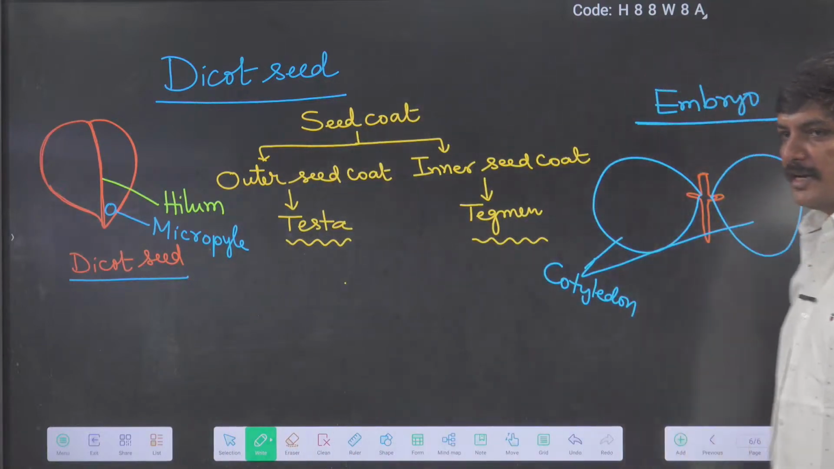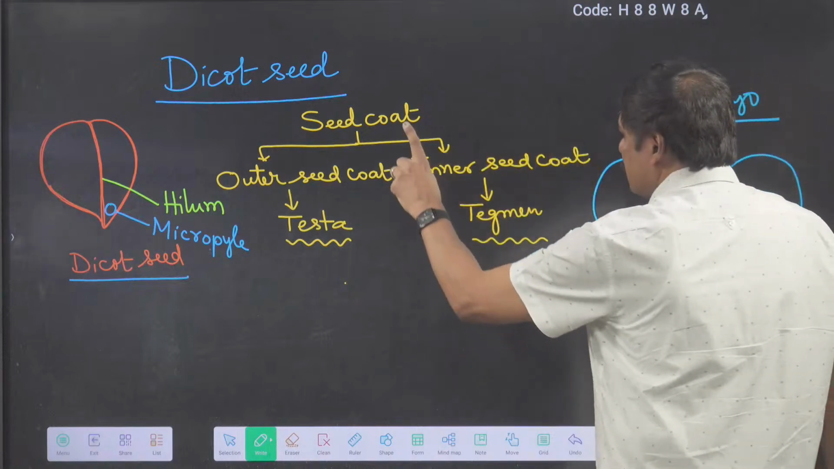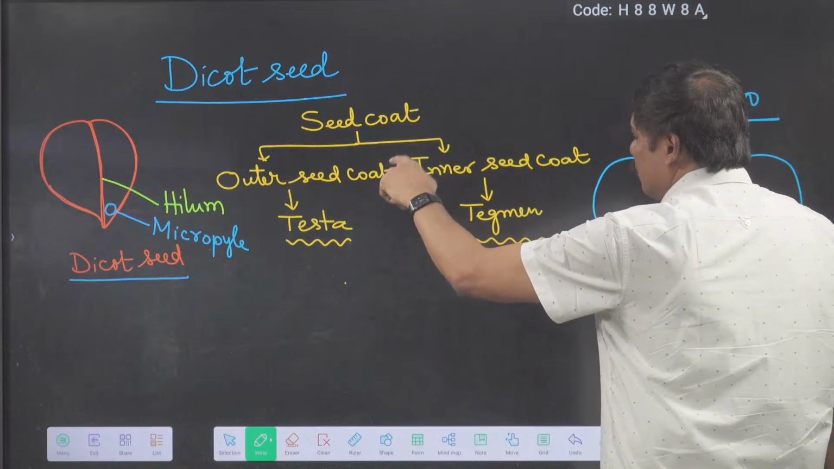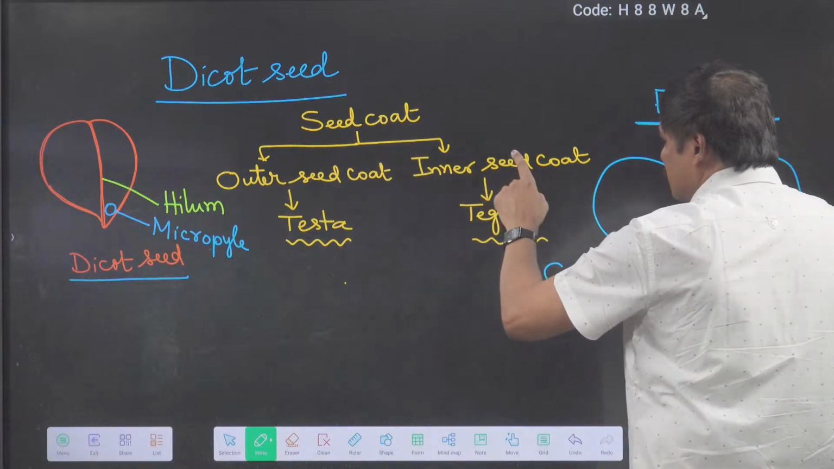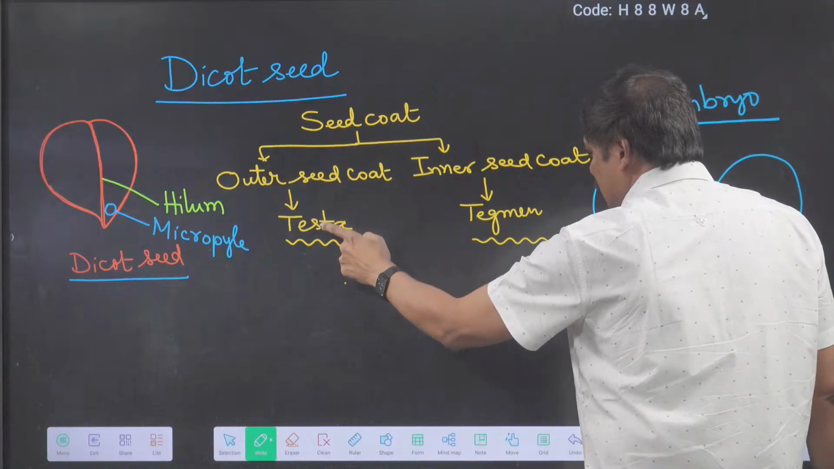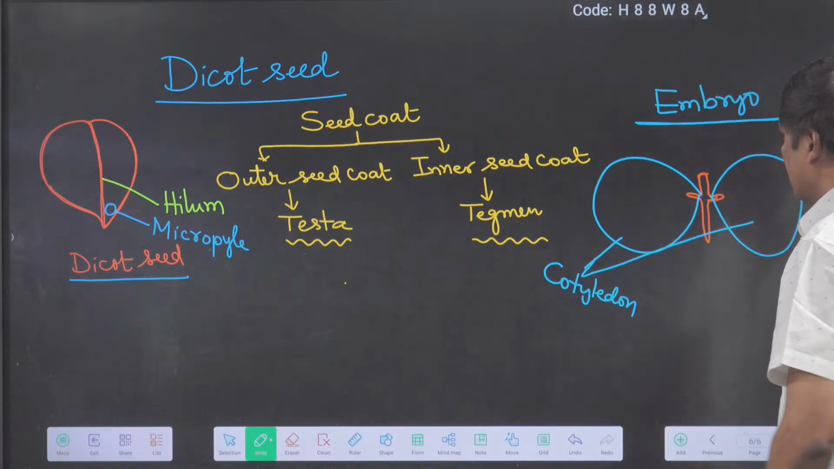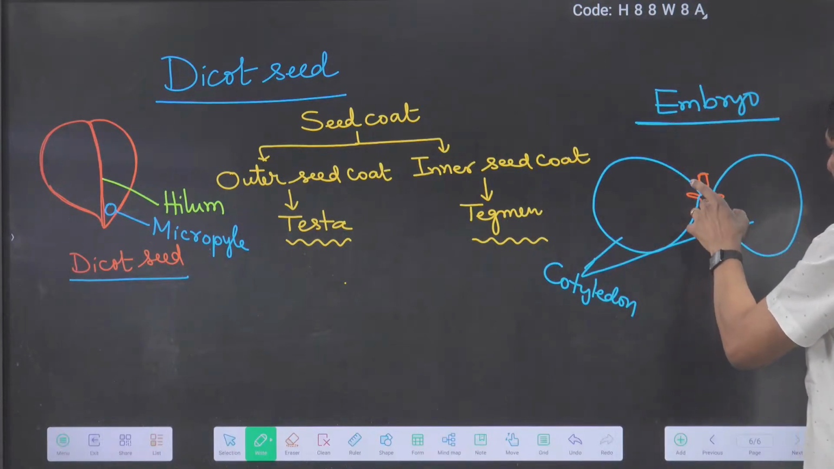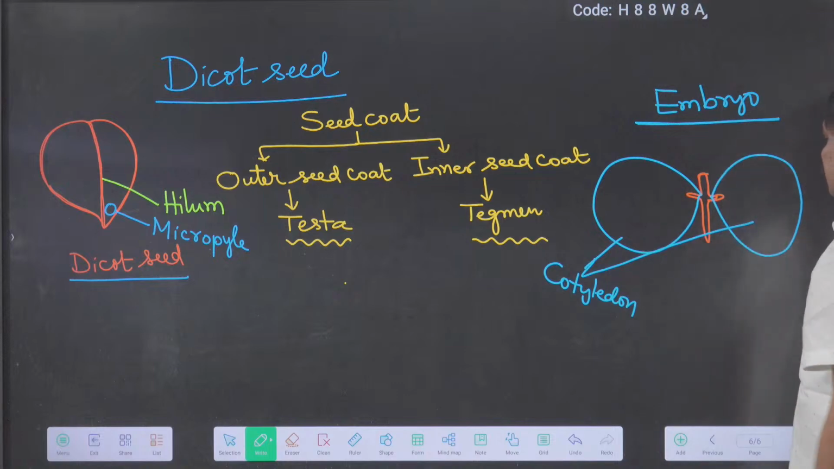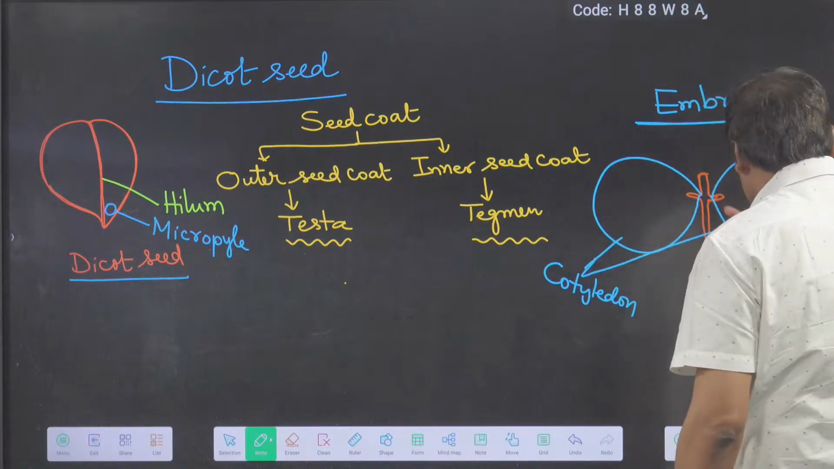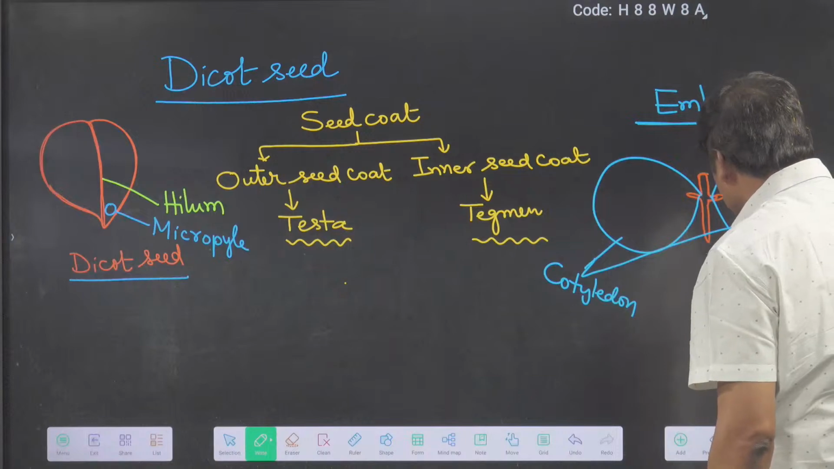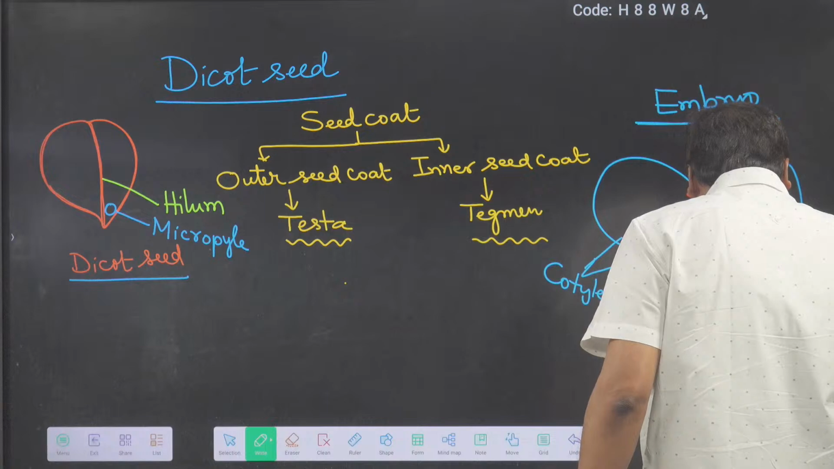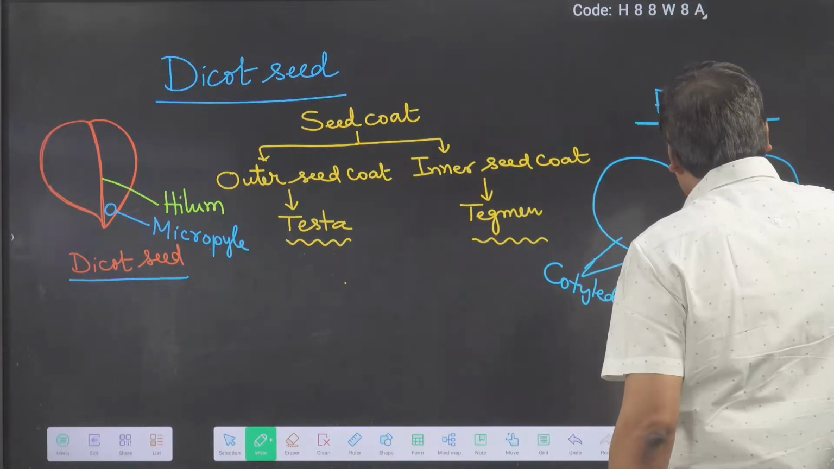A dicot seed consists of two parts, seed coat and embryo. The seed coat consists of two layers, the outer seed coat and the inner seed coat. The outer seed coat is called testa, the inner seed coat is called tegmen. And inside that there is an embryo. Embryo consists of the embryonal axis and two cotyledons. The embryonal axis consists of two parts, radicle and plumule.